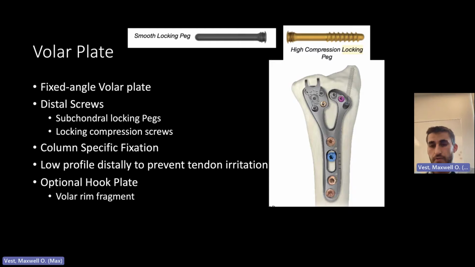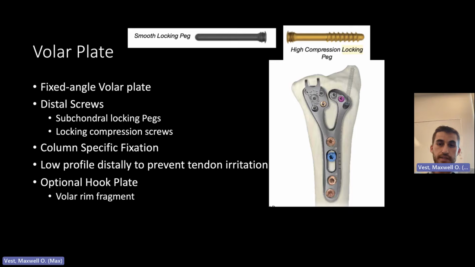And I'm going to focus on this skeletal dynamics volar plate. If you really understand this plate, you can get the idea of how a lot of these fixed angle volar plates work, and it can also help you understand distal radius fractures just based on the design of this plate. But essentially, you have this fixed angle volar plate. There's a fixed angle at the distal radius fragment, and then you have your distal screws, and you see these subchondral locking pegs, which are used to support the subchondral surface of the distal radius fracture.